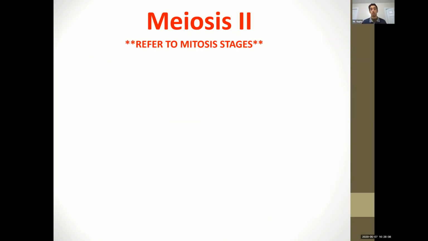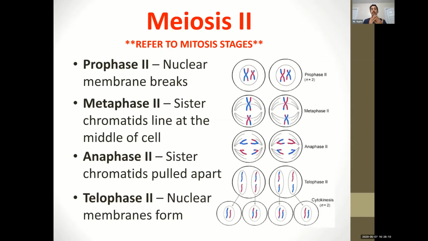And then meiosis 2. These stages are the exact same as mitosis, so we will not go into them in detail. The definitions of prophase 2, metaphase 2, anaphase 2, and telophase 2 are the exact same as mitosis. The nuclear membrane breaks in prophase 2, and then in metaphase 2, the sister chromatids line up this time, and the sister chromatids are pulled apart in anaphase, and finally in telophase 2, the nuclear membranes form. So in meiosis, there's 8 stages in total, PMAT 1 and then PMAT 2.